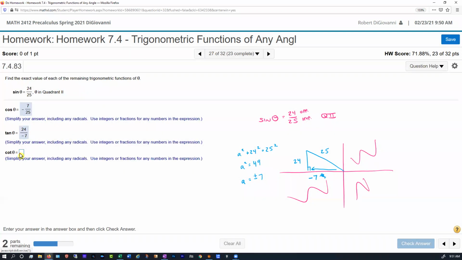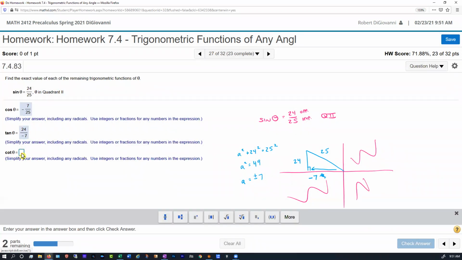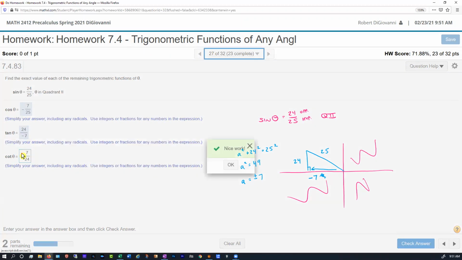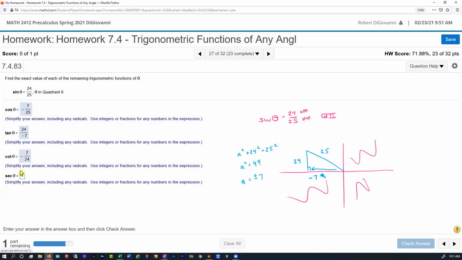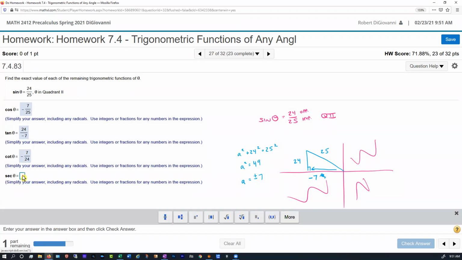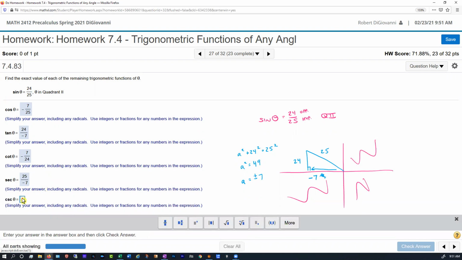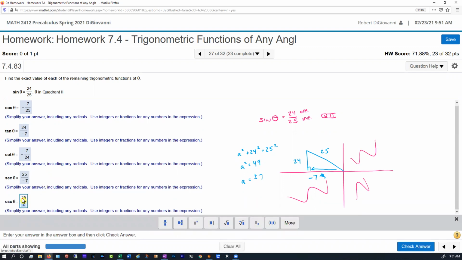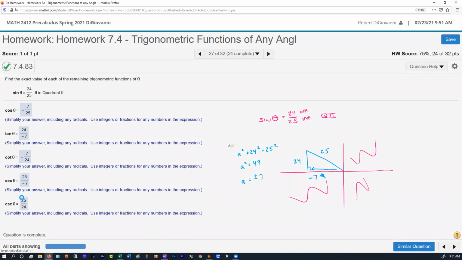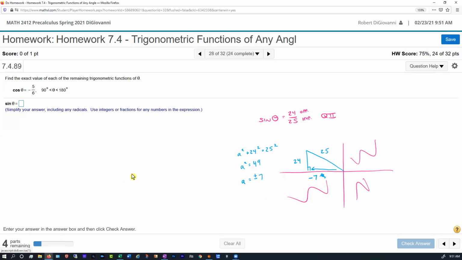And then now it's just all reciprocals. Cotangent, they want cotangent now, so negative 7 over 24. That's weird. They asked us that in a different order. Reciprocal of cosine, 25 over negative 7. And cosecant, reciprocal of sine, just flip sine over: 25 over 24. I like that question.